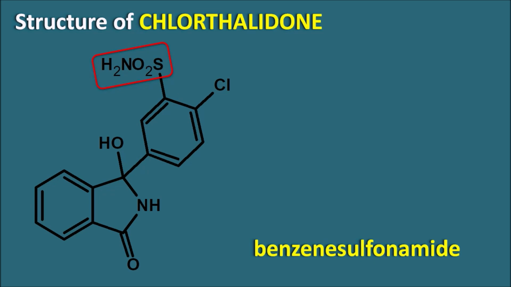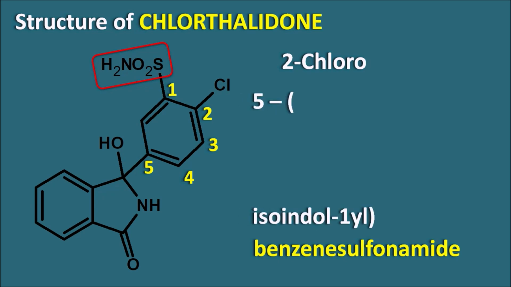Then we can start the numbering from the principal functional group. So this is 1, 2, 3, 4, 5. So at the 5th position, the isoindole ring system is attached. The second position has a chlorine group in the phenyl ring. So 2-chloro. And now this isoindole ring system is attached at the 5th position. So we can write this as 5-isoindol-1-yl, because this isoindole ring system is attached by its 1st position. And then we can fill the gap.